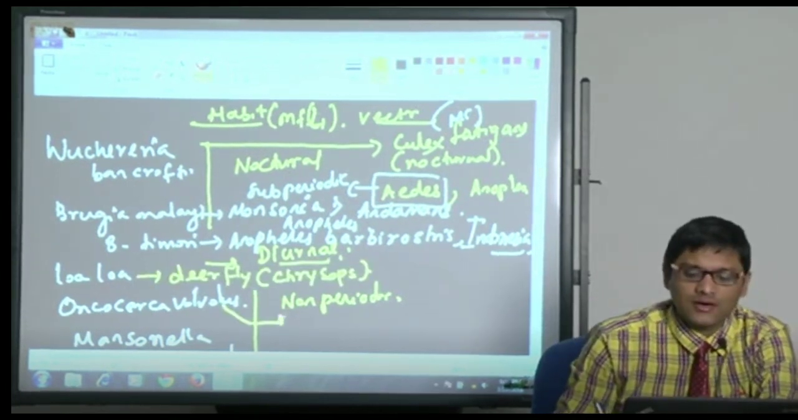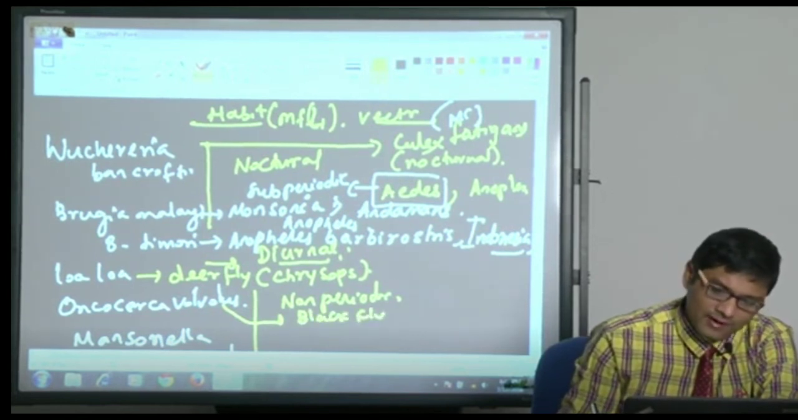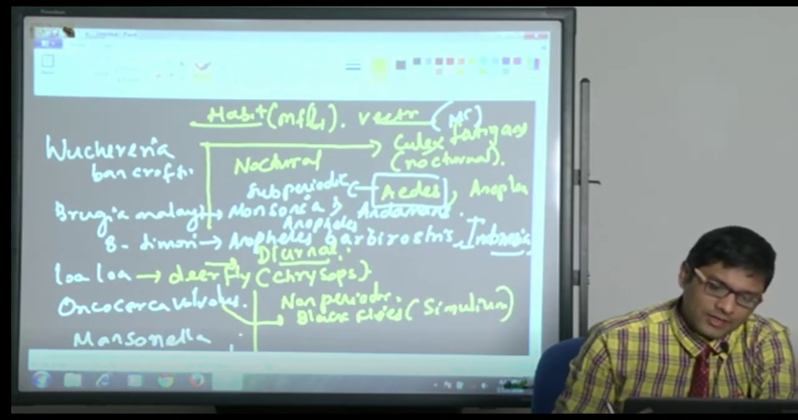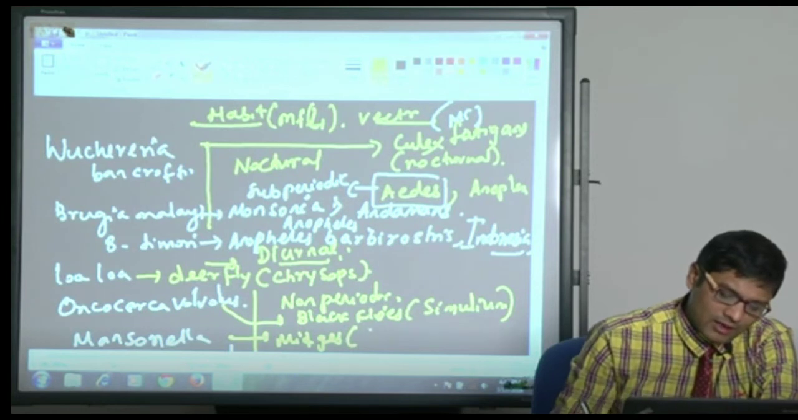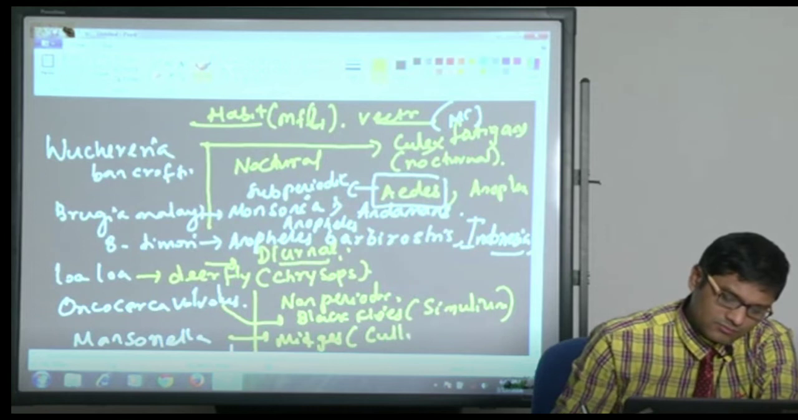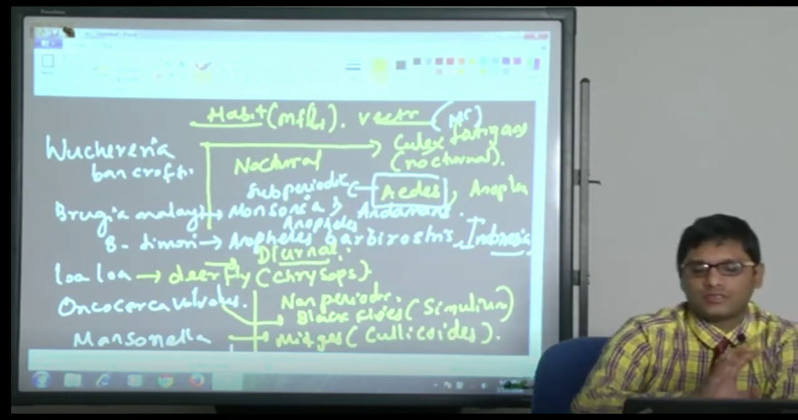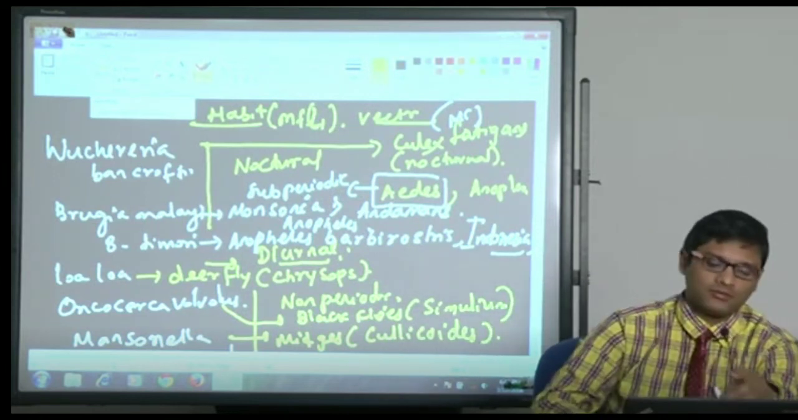Onchocerca volvulus, the vector is the black fly, of the genus Simulium. Mansonella ozzardi is the common name, whereas the generic name is Culicoides. Okay, so these are the vectors you need to remember, a very, very important table.